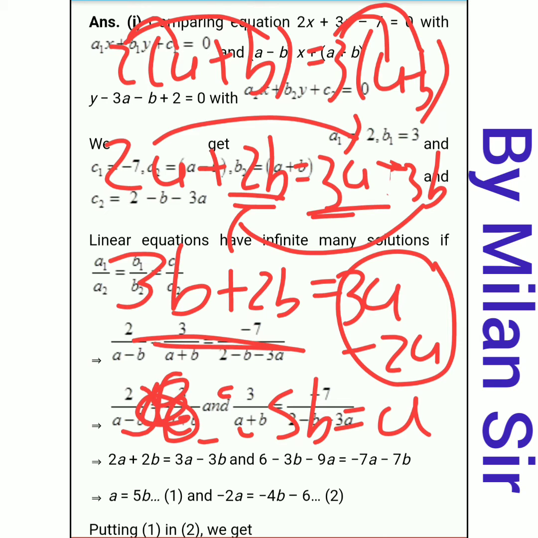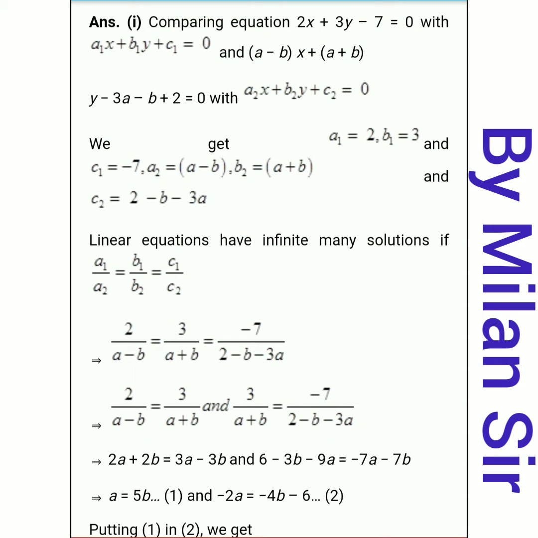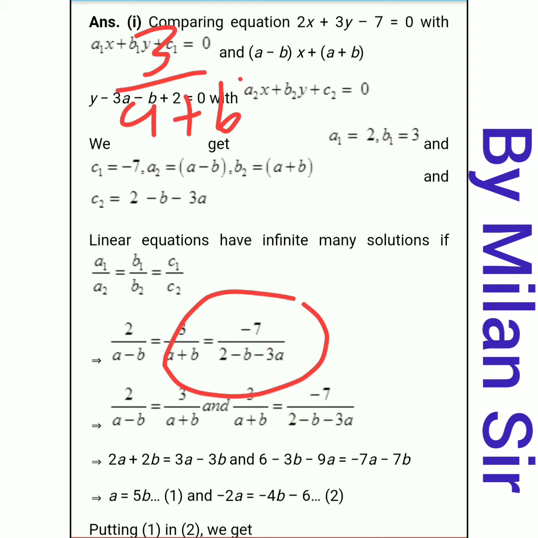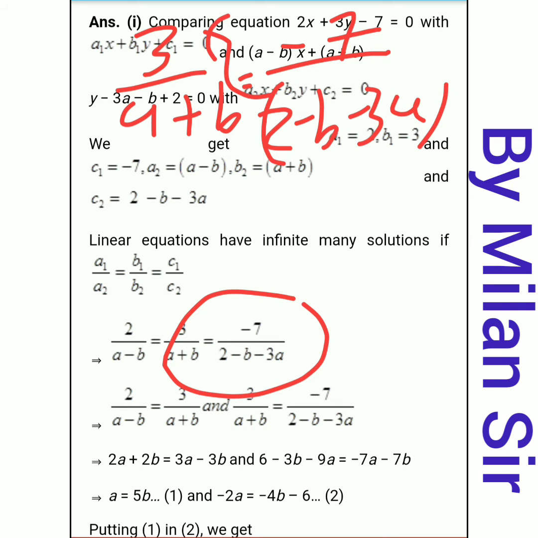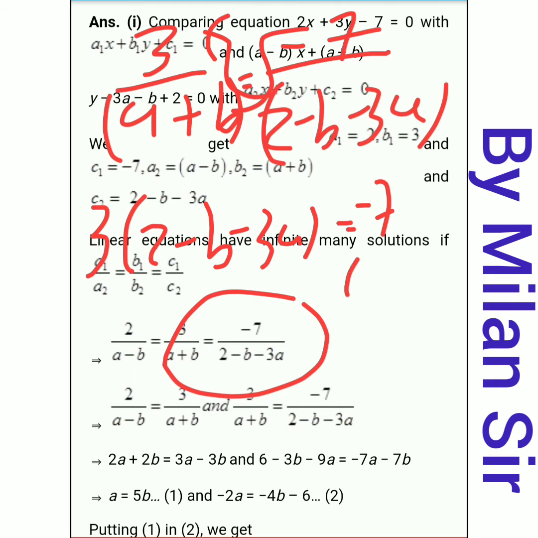So we get the value of a here, a is equal to 5b. Now just compare the second term and third term. That means 3 upon a plus b is equal to minus 7 upon 2 minus b minus 3a. Okay, again cross multiplication, transfer this bracket to the left hand side. So 3 into 2 minus b minus 3a, and this a plus b goes to the right hand side.